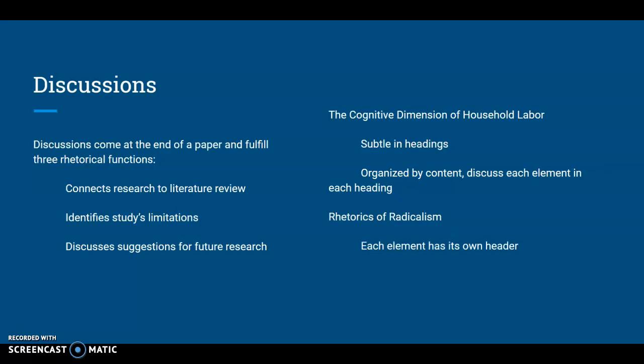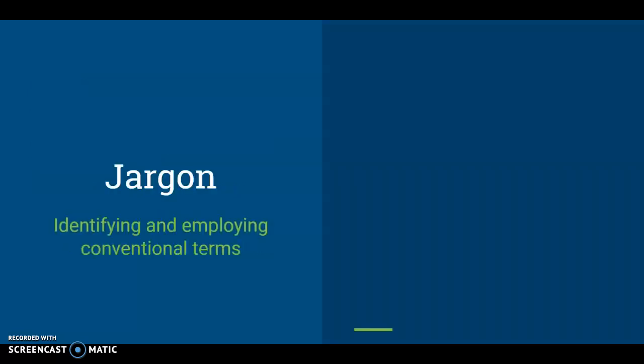Each element has its own header. So they talk about the conclusions of their results in one section, and then move into the study's limitations and have a bulky section on that where they list out all of them, and then discuss all of their suggestions for future research. So each section is explicitly identified. Either way, each of these articles addressed each of the functions of a discussion. So the organization of the discussion doesn't matter as much as the content and if it's actually fulfilling those functions.